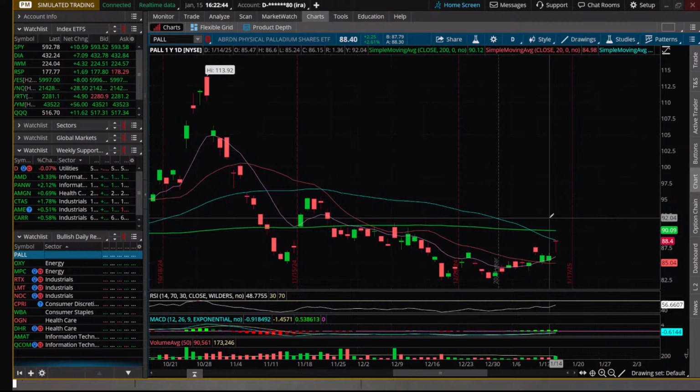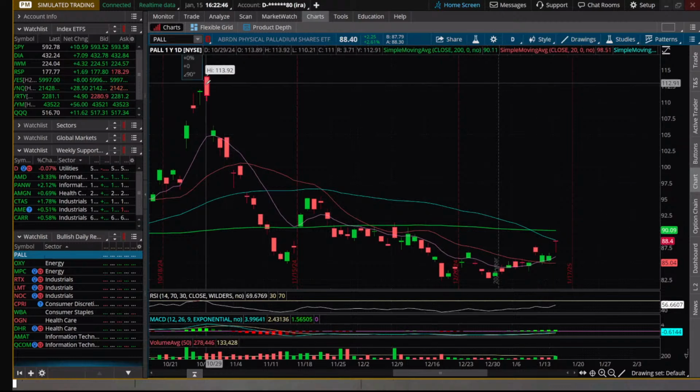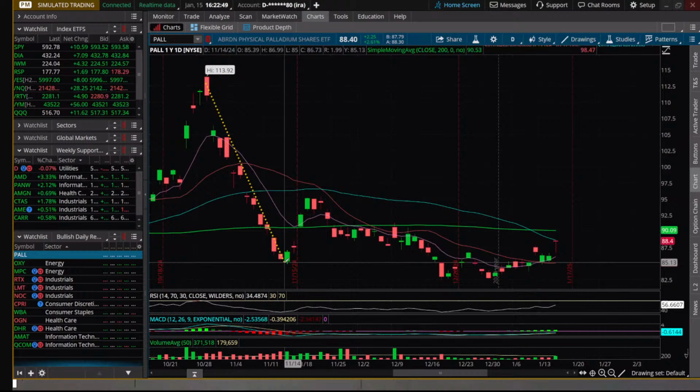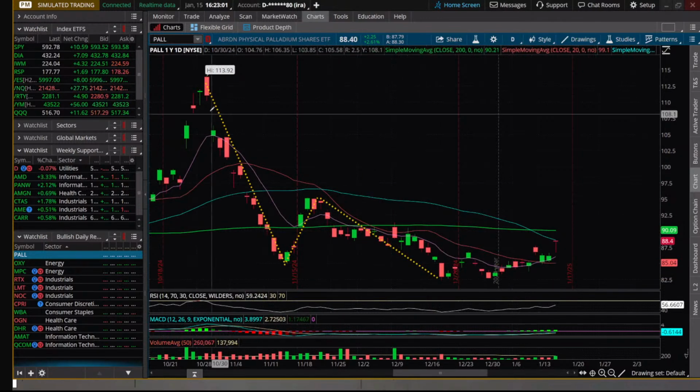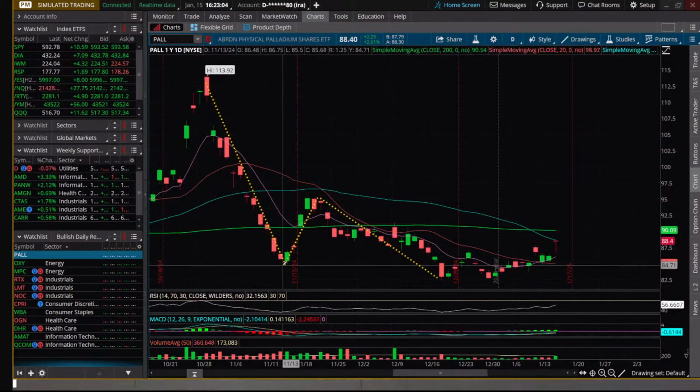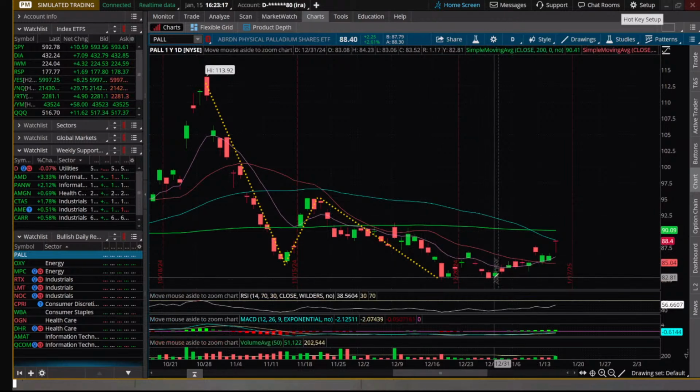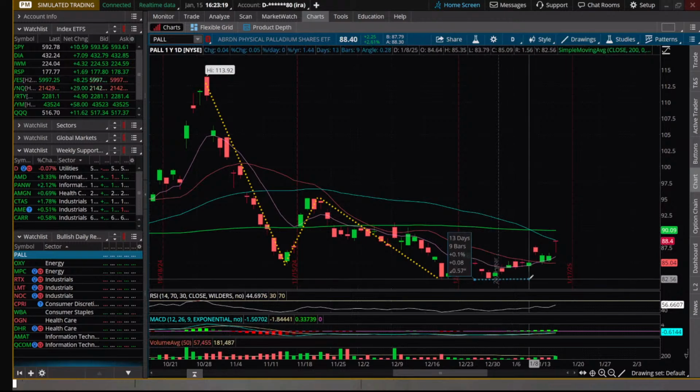So when you look at palladium here, it had a violent sell-off in late October to mid-November. It retraced back up and then had a sell-off again. Now, from a trending perspective, you look at this situation, a stock going from about 113 down to 85, and then it goes from 95 down to 82. You see that slowing down a little bit. That puts it on the radar for a potential double bottom, which did occur a week later. And so you see that double bottom set forth right there.